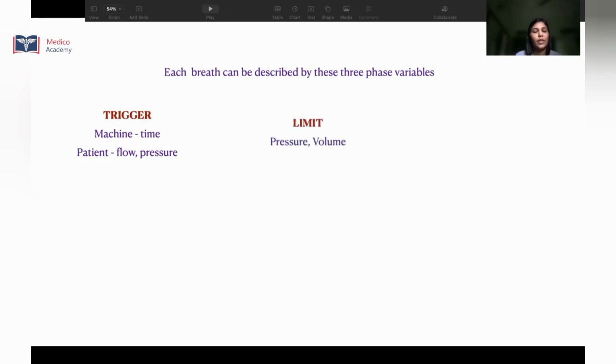So let's see what a limit variable is. As I said earlier, it's either pressure or volume. In a pressure targeted mode, it's the pressure which is the limit variable. In a volume targeted mode, it is the volume which is the limit variable. And in dual modes, both can act as limit variables. And the cycle variable, in most of the controlled breaths that are delivered, is time. Whereas in certain other modes like pressure support ventilation, it is the decrease in flow to a particular level that acts as the cycle variable.